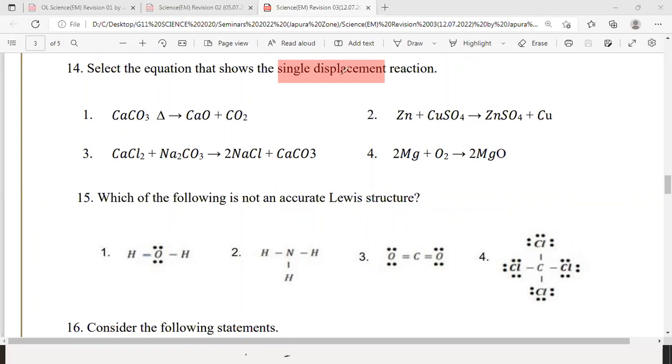Right, very good. All of you are correct. Zinc plus copper sulfate, answer is second. So that is single displacement. Please write if you don't know. If you know this, no problem. Otherwise, other students, write: the first one, if you had marked the first one, that is a decomposition reaction.